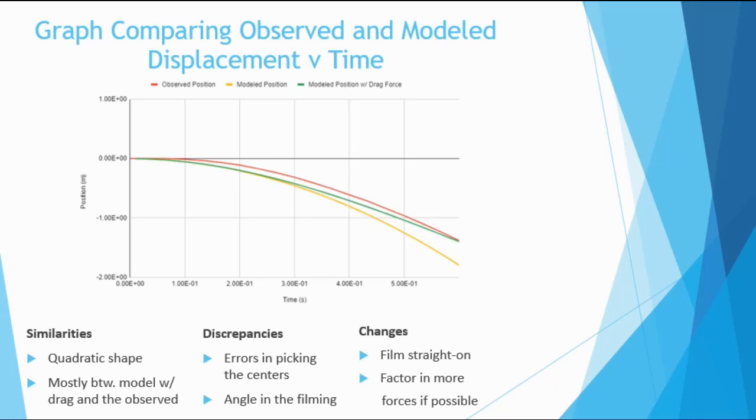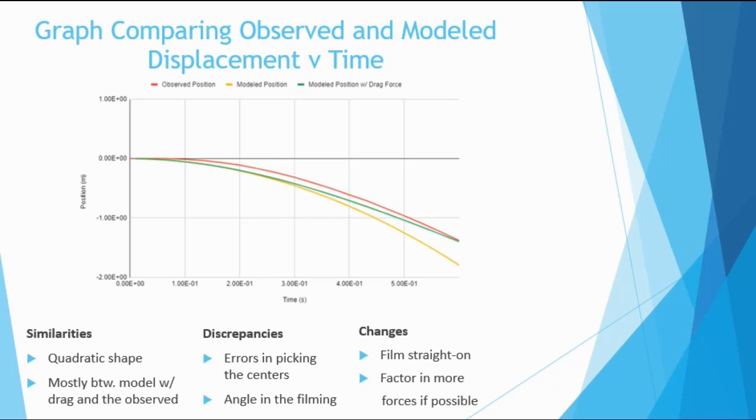This is explained by the fundamental principle where the sum of the forces, also known as net force, directly affects the motion of the object. Thus, the model with a more accurate net force by including drag force has a more similar motion to the observed object. The discrepancies between the observed and modeled curves could be due to errors in picking the centers of the ball. Additionally, it is evident that video of the observed object was filmed at an angle because I had to rotate the axis in Tracker.